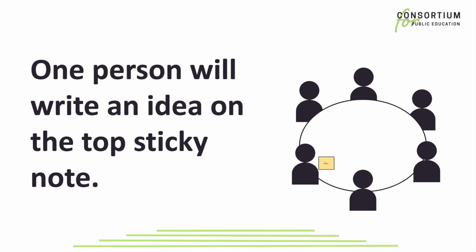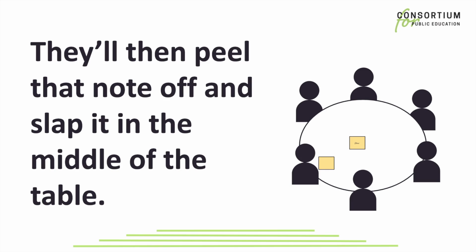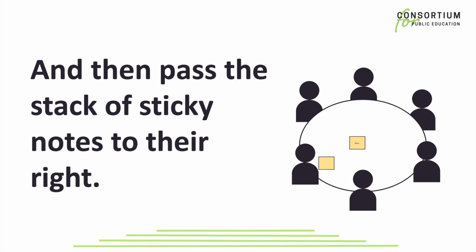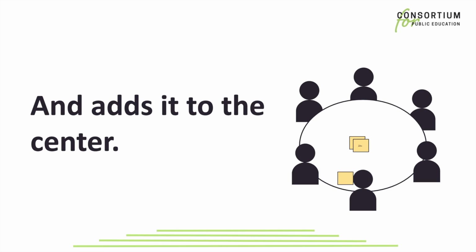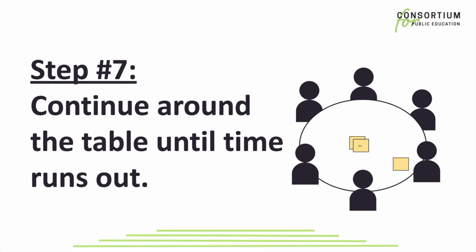One person will write an idea on the top sticky note. They'll then peel that note off and slap it in the middle of the table, and then pass the stack of sticky notes to the right. That person writes down another idea and adds it to the center. And so finally, we have step 7. Continue around the table until the time runs out.